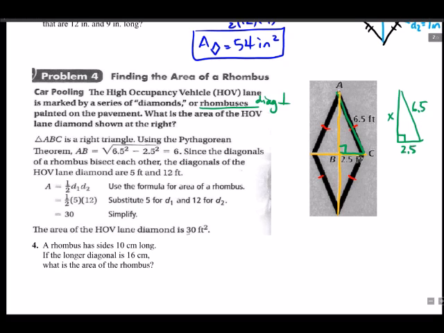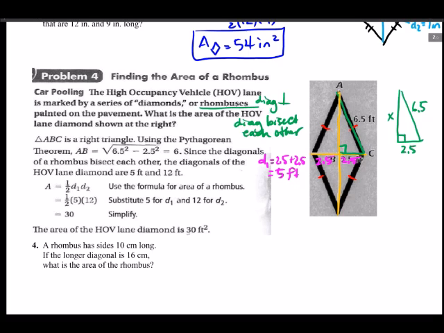We also know about a rhombus that the diagonals bisect each other. You remember that? That's a parallelogram thing. So we can say that this side is 2.5, this side is also 2.5. So we know that we'll call this diagonal 1 is 2.5 plus 2.5, so diagonal 1 is 5 feet. We need diagonal 2. How are we going to do that?